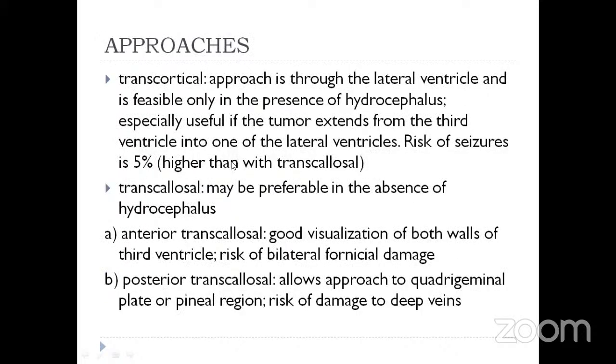So let's briefly discuss each one of those, starting with the transcortical. So we approach the lateral ventricle and then the third ventricle. It's only possible if there's hydrocephalus, especially useful if the tumor extends from the third ventricle into one of the lateral ventricles, which is causing hydrocephalus, and then we can go transcortically. The risk of seizure is high in this approach because we are breaching the cortex, which is approximately 5%, and this is higher than the transcallosal approach. The transcallosal approach is basically preferred in the absence of hydrocephalus.